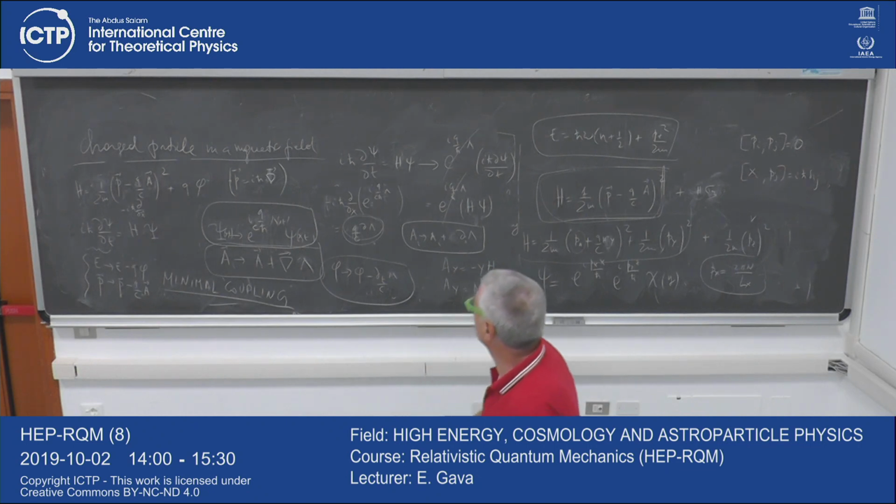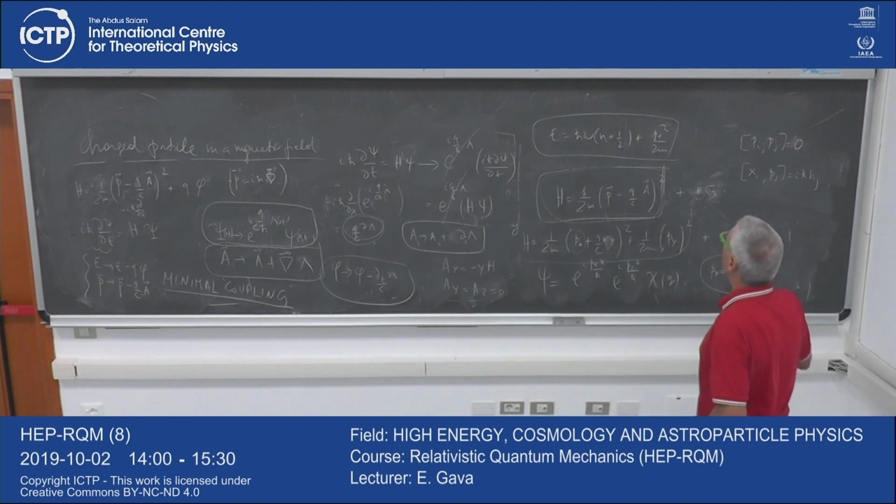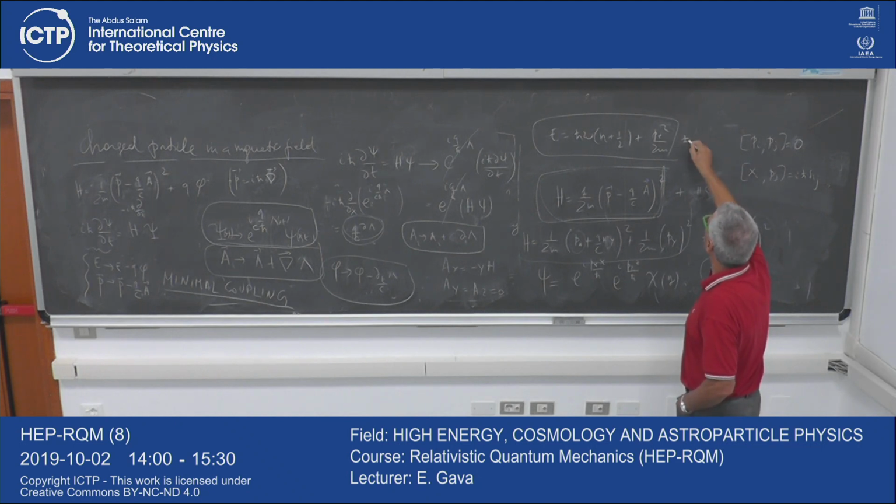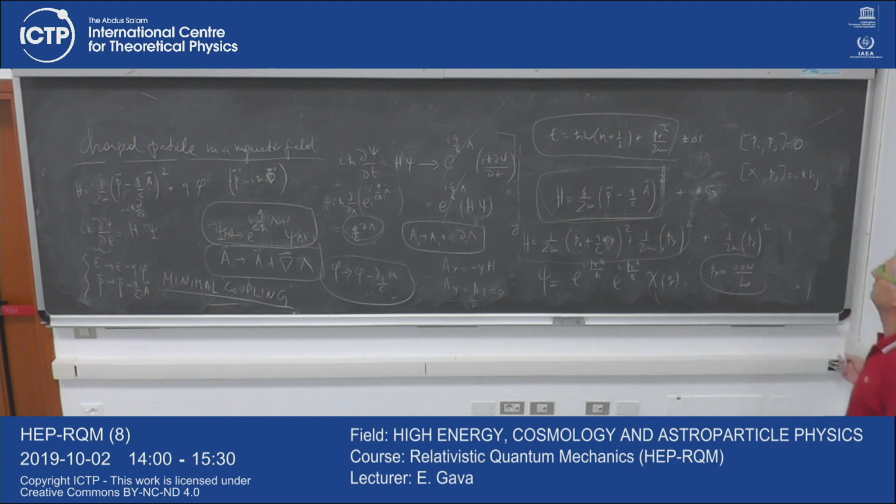As I said, if you have a spin, this will be plus or minus some finite shift here due to the mu dot sigma coupling, plus or minus delta E. But nothing changed. The picture is the same.